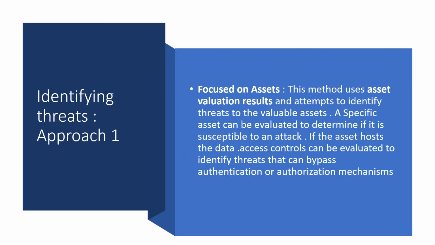Okay, how do we identify the threats? There are a set of approaches. Approach one is focused on assets. This method uses asset valuation results and attempts to identify threats to the valuable assets. A specific asset can be evaluated to determine if it is susceptible to an attack. If the asset hosts data, access control can be evaluated to identify threats that can bypass authentication or authorization mechanisms.